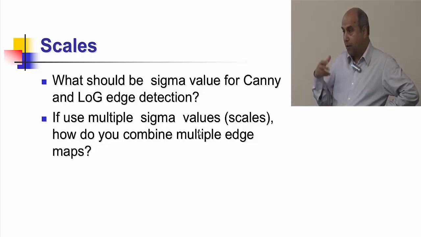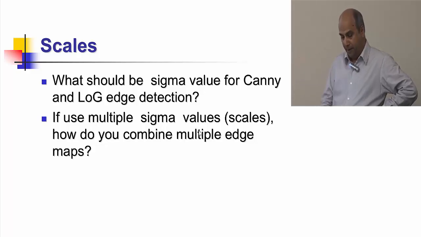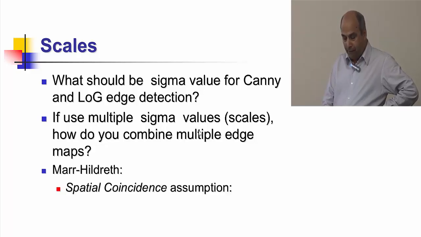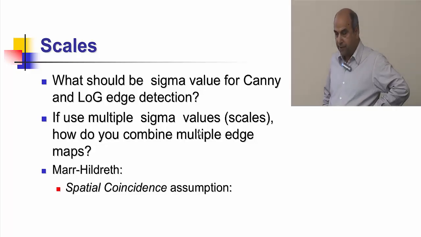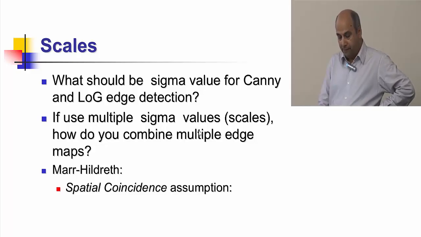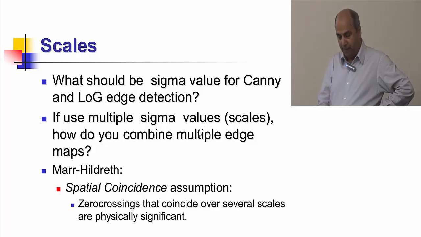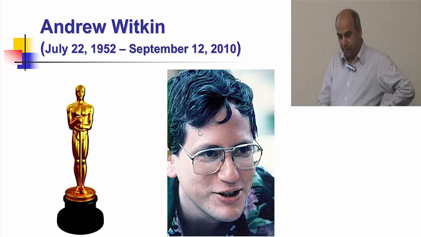Then the question is how do you come up with one edge map. The Marr-Hildreth criterion was what they called a spatial coincidence assumption. They say that if the edge occurs at several scales at the same location, then that's a good edge, and you declare it an edge. That was a long time ago, when they came up with this Marr-Hildreth edge detector.